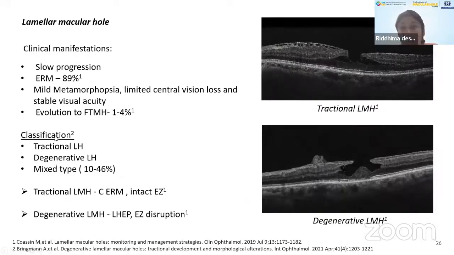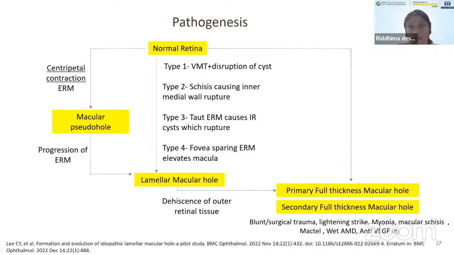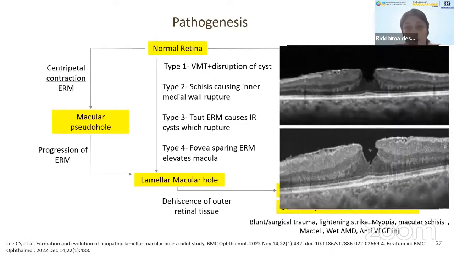Again, lamellar macular holes can be classified into the tractional or degenerative types. The tractional lamellar hole is associated with the conventional ERM and an intact ellipsoid zone, whereas a degenerative lamellar hole is associated with epiretinal proliferation. There's a disruption of the ellipsoid zone, there's a foveal bump and rounding of the edges of the intraretinal cavities. I'm just going to skip through these slides.